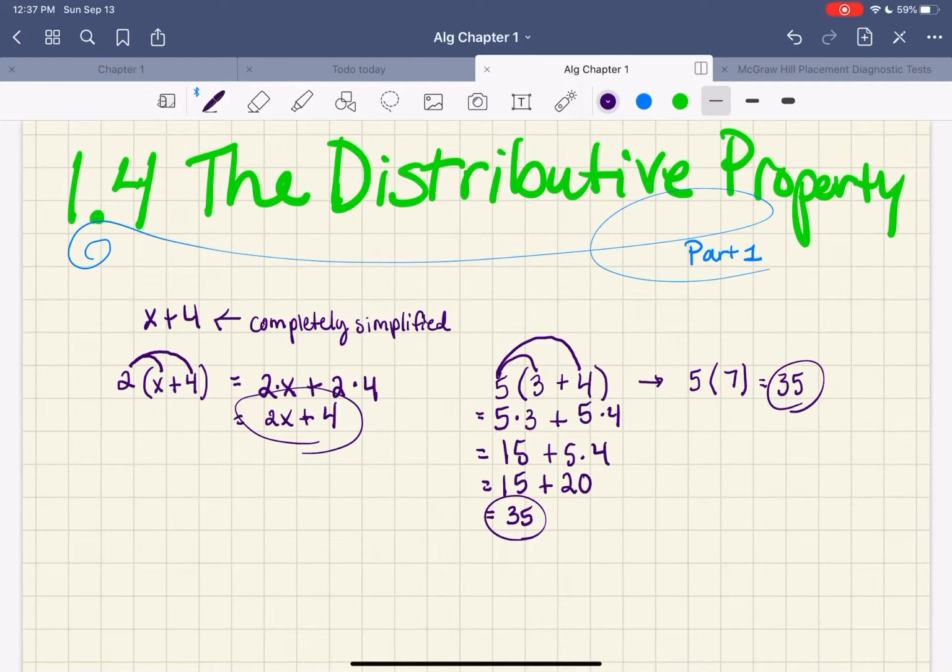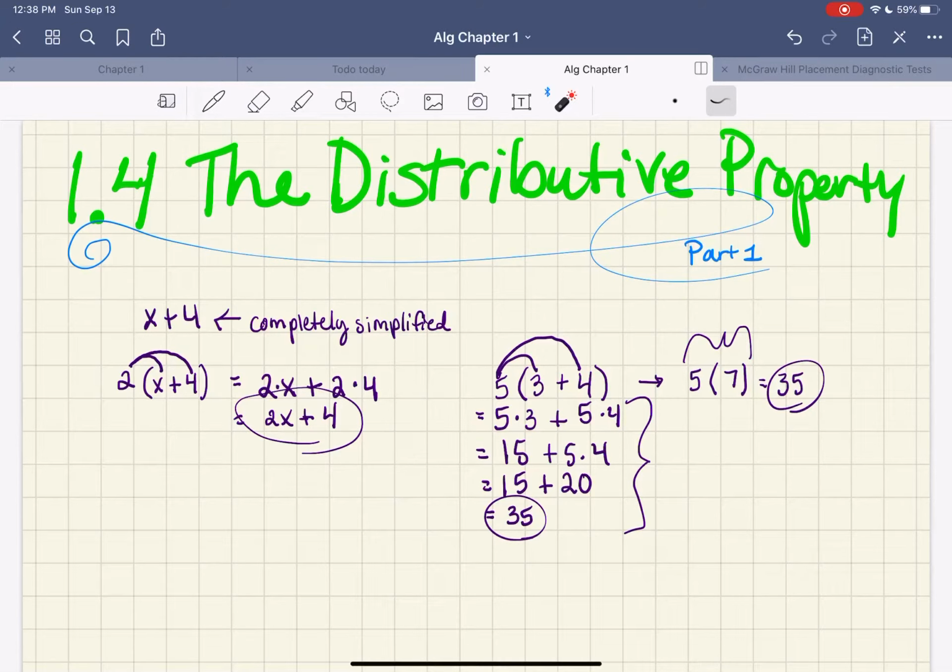And you might be thinking, well, why would I do all of these steps when I could just do it like this? And you're absolutely right. When you just have numbers, it's not very logical to do the distributive property to evaluate. But when you have something that has a variable in it that you cannot make any smaller, you cannot simplify out that addition sign, then you are forced to use the distributive property to move on to the next step of simplifying.